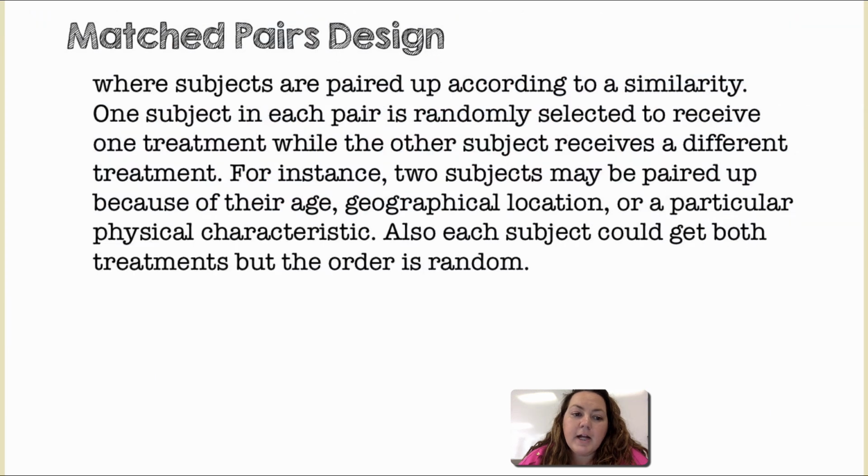All right, and then a matched pairs design is when subjects are paired up according to a similarity. One subject in each pair is randomly selected to receive one treatment, while the other subject receives a different treatment. For instance, 2 subjects may be paired up because of their age, geographical location, or a particular physical characteristic. Also, each subject could get both treatments, but the order is random. Okay, so sometimes one subject gets both treatments just in a different order to compare results.